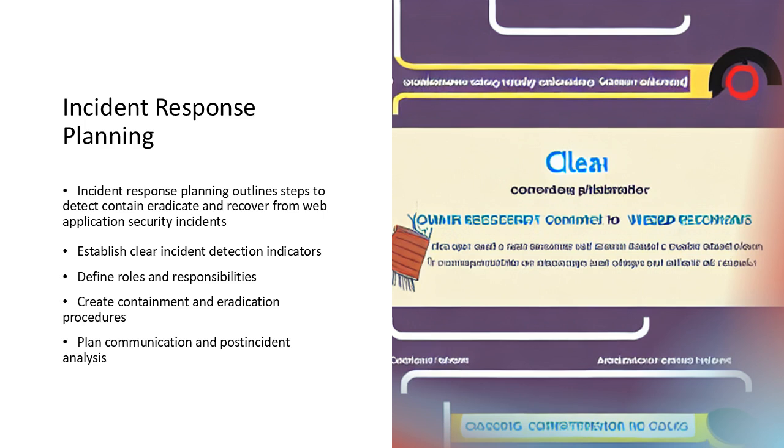Establish clear incident detection indicators. Define roles and responsibilities. Create containment and eradication procedures. Plan communication and post-incident analysis. Here's a simple and clear explanation of incident response planning. Incident response planning: what to do when bad things happen.